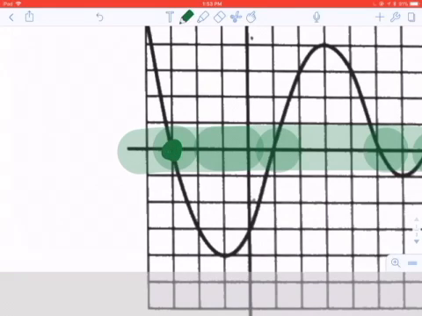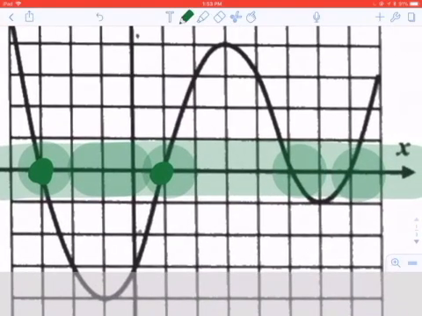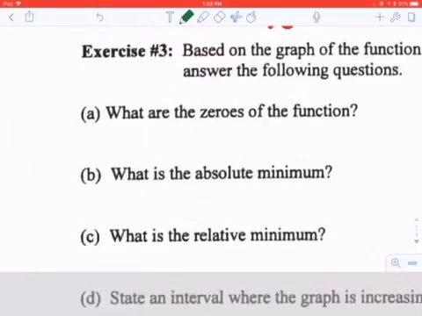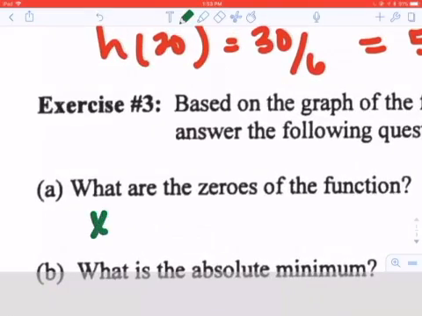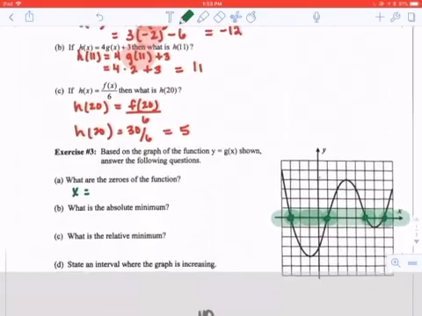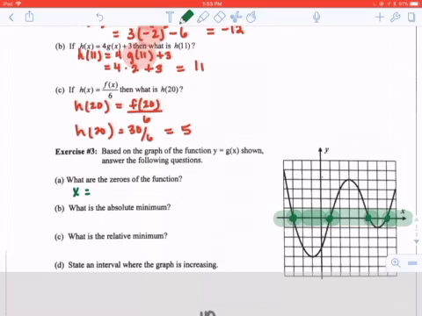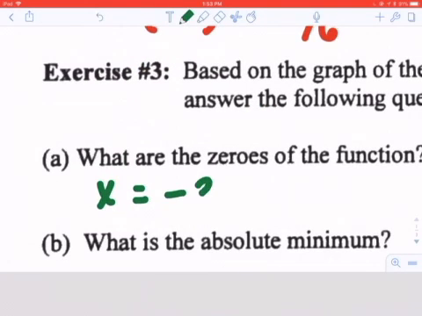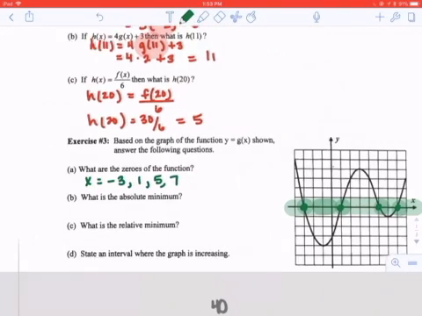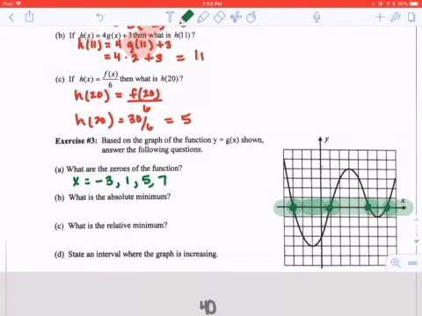That one's negative 3, 0. This one is 1, 0. This one is 5, 0. And then this one is 7, 0. So we could state that as x equals, and then name all those x values, negative 3, 1, 5, and 7. You could also name those points, negative 3, 0, 1, 0, 5, 0, 7, 0.